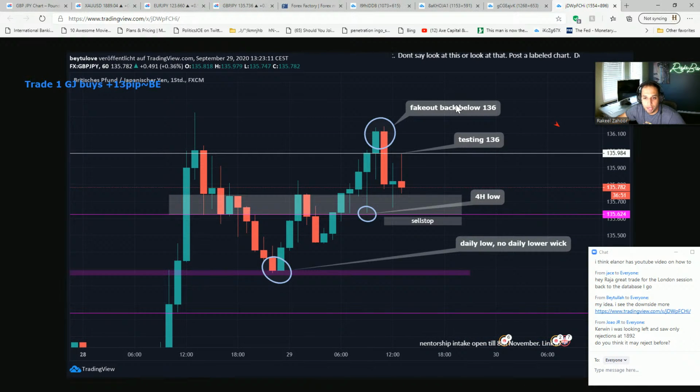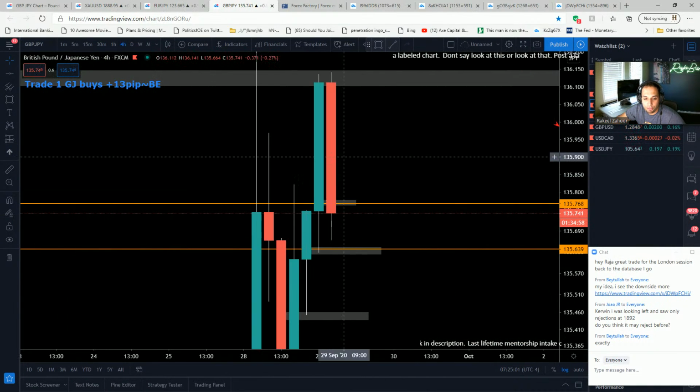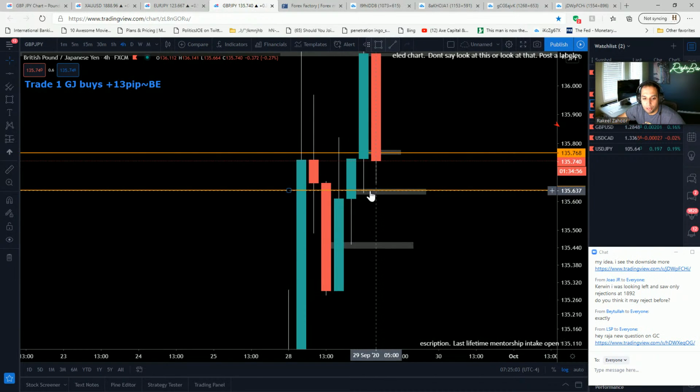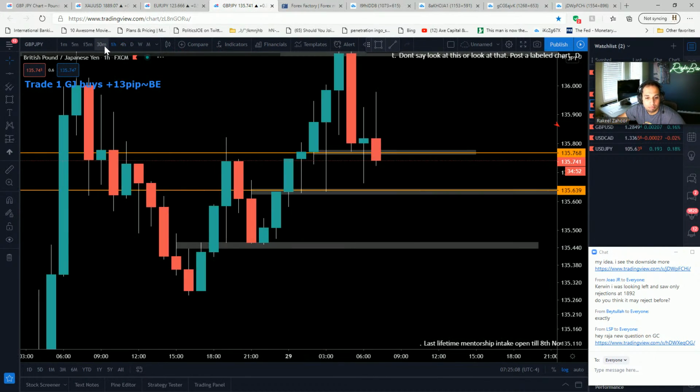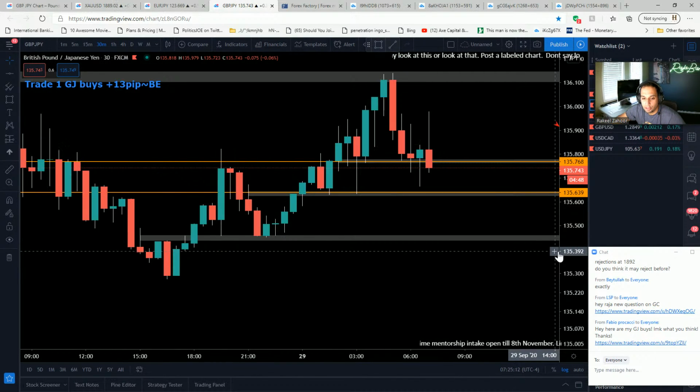Okay, what's this? Fake out back below 136, testing 136, 4-hour low, sell stop over here, daily low. So here we have a bearish idea. Basically you're waiting for price to break below 135.620 for price to continue down. I think that makes sense too, right? So you're anticipating the 4-hour to break below the low of the previous one and to continue bearish. Yep, let's see what happens here.